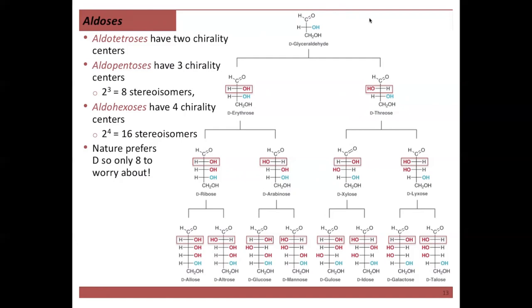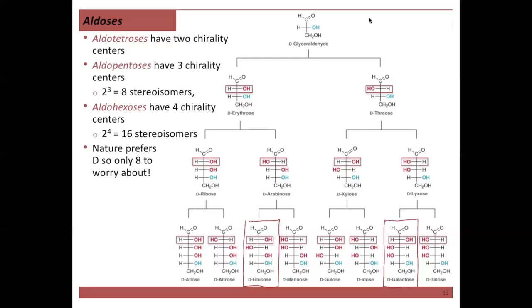D-aldohexoses specifically. Now there's a whole other family, the L family tree, but those aren't found in nature. So we are more concerned with the D sugars. Now some of these we should know. We won't have you memorize them all, but you should know the structure of D-glucose. Let's pick another one, D-galactose.